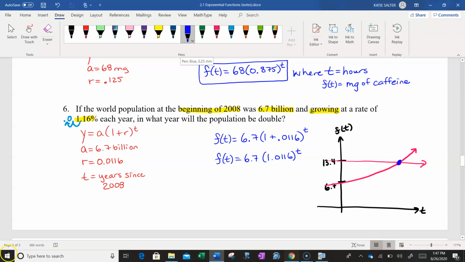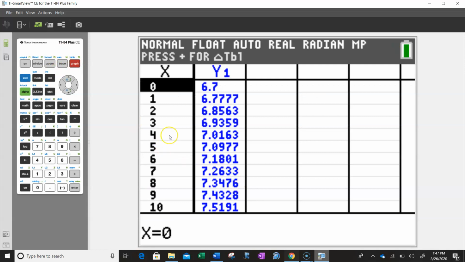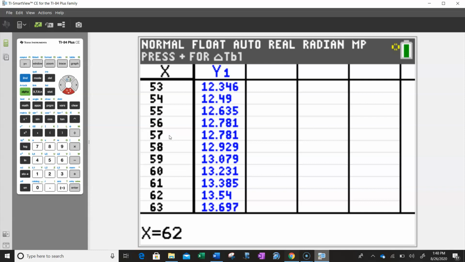Of course, you can always use Desmos too. Start out my graphing calculator by putting the original function 6.7 times 1.0116 raised to the x. And then I'm going to come over here to my best friend, the table. I'm going to say, okay, well, if I scroll down this table, I'm trying to get to 13.4. And I can see that at 60, it's 13.385, but at 61, it's 13.54. So technically, I could answer this question just by looking at my table because it says in what year.